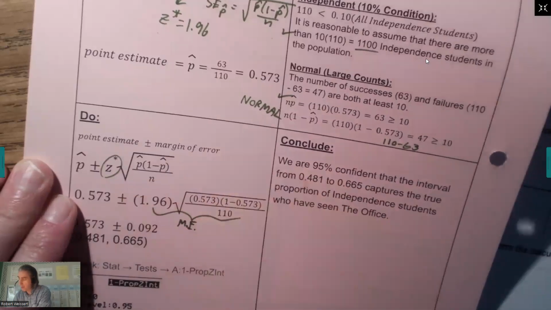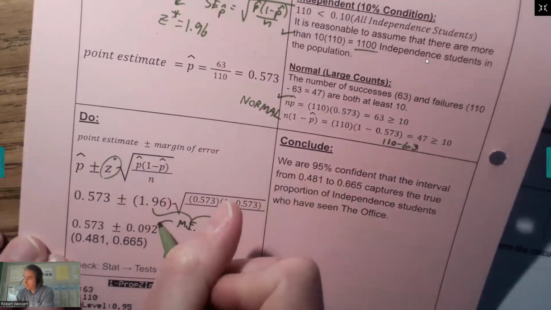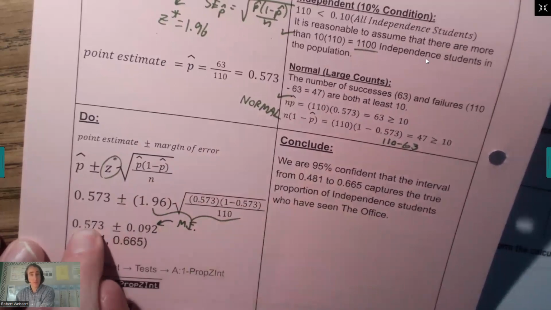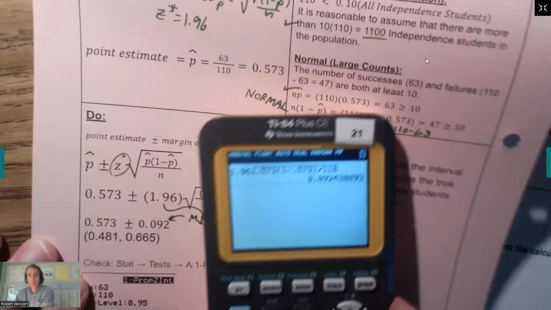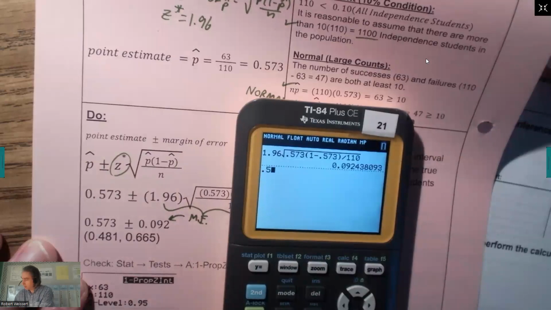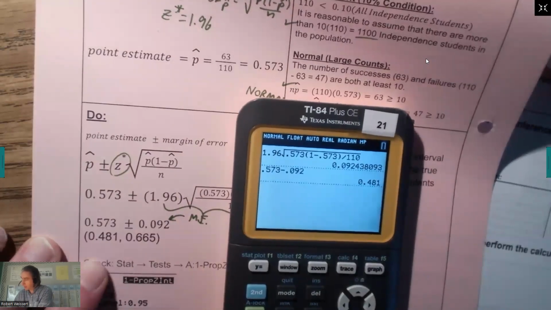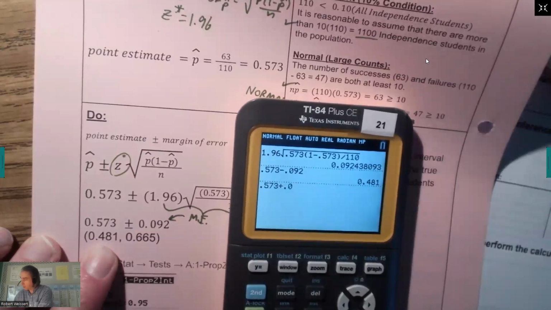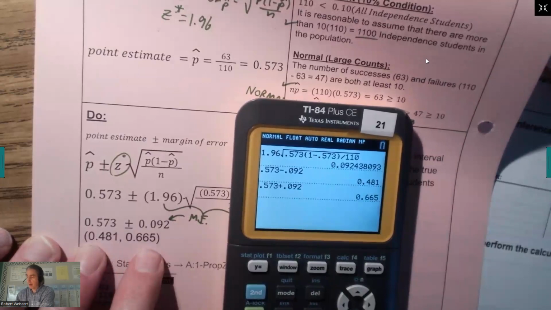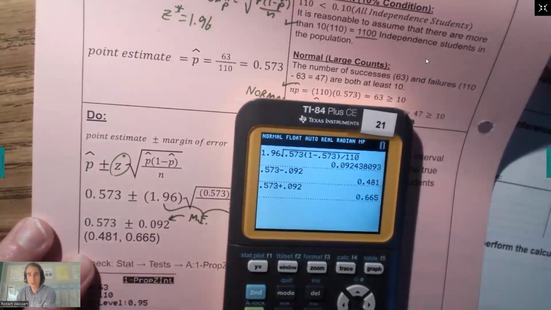So I just call that ME. And then from there, we subtract it and we add it to get our total interval. So 0.573 minus 0.092. And that's your 0.481, 0.573 plus 0.092. And there's your 0.665. Now, we're going to want to check that work.